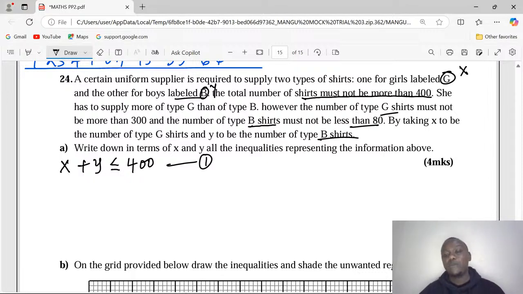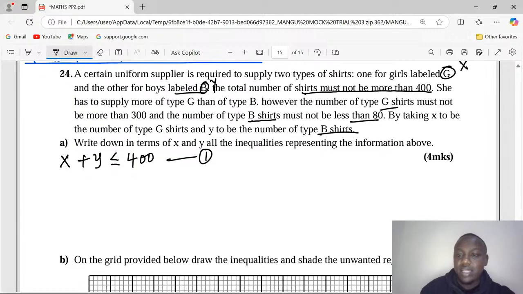That becomes our first inequality according to that statement. Must not be more than 400. It means the sum can go up to 400, but should not surpass there. So 400 becomes the upper limit.